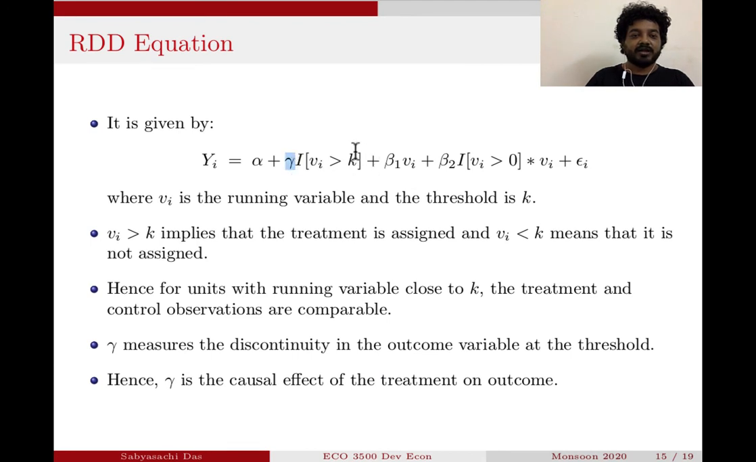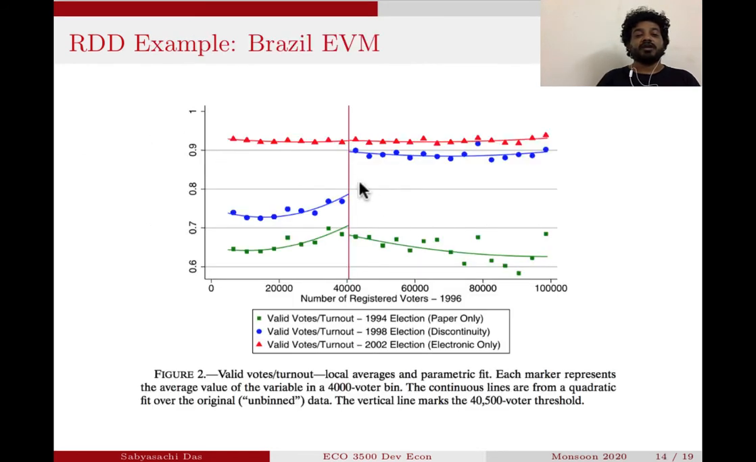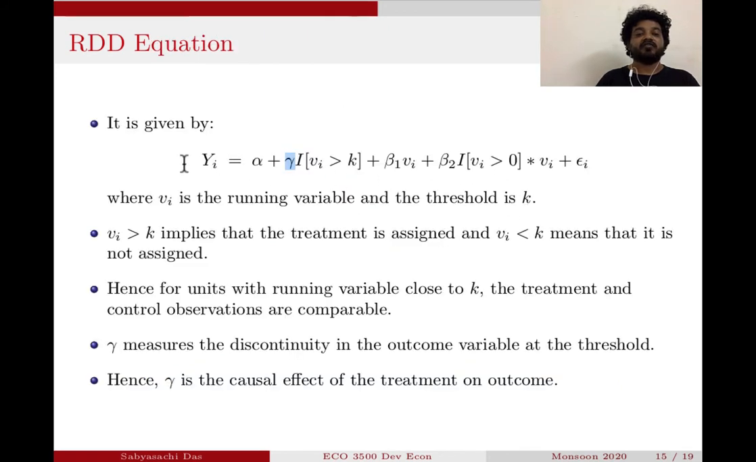What is the difference when suddenly this indicator variable turns 1 from 0? Okay, so your objective is to find out this vertical gap at this threshold, and this is the regression equation that gives you that, because it allows for a differential slope between outcome and the running variable on the two sides of the threshold, and then estimates the jump. Okay, so that's the idea. So then you say gamma is the causal effect of the treatment on the outcome.